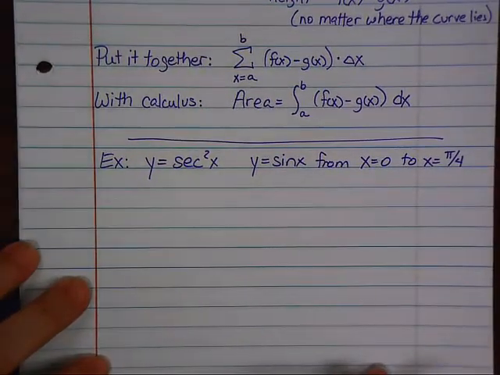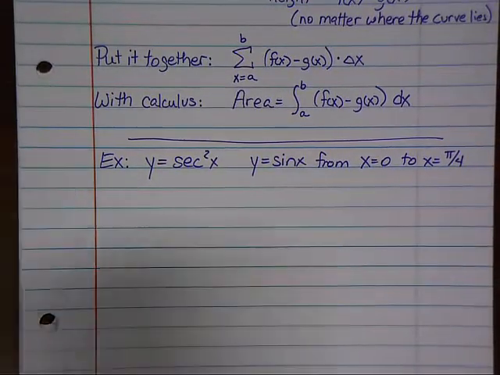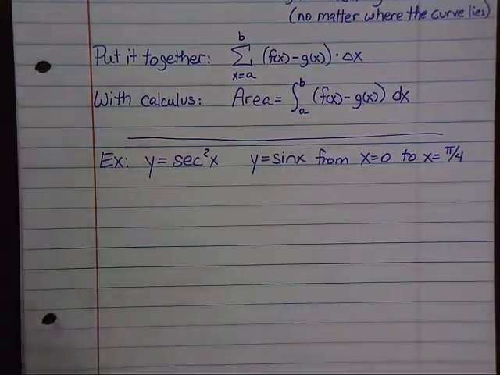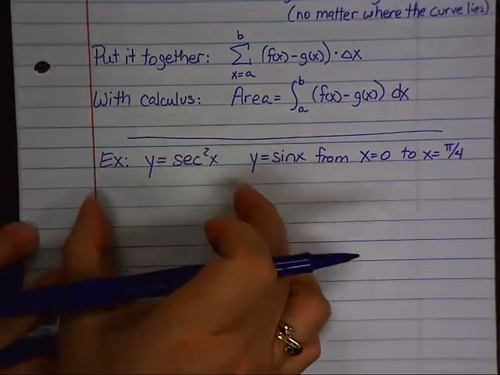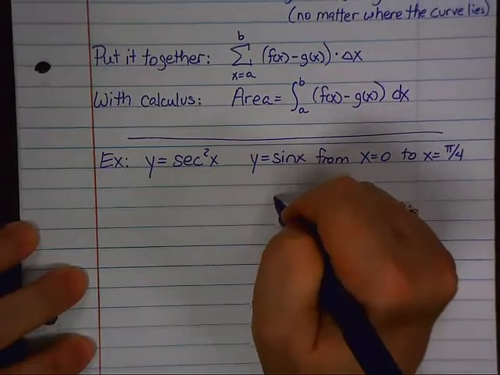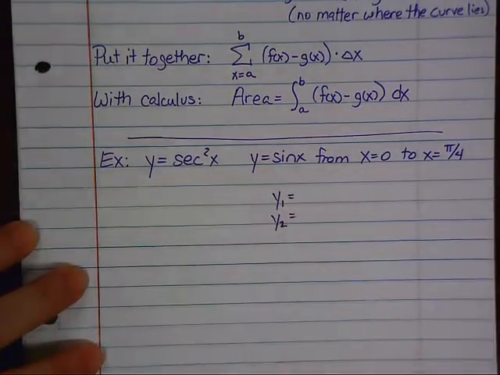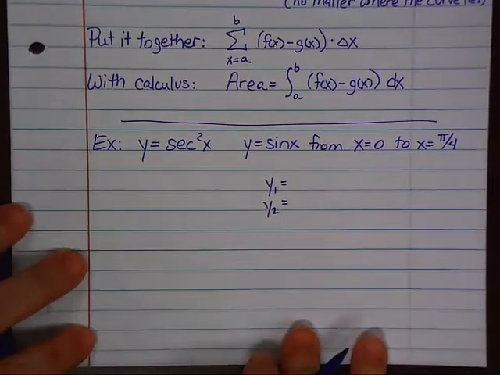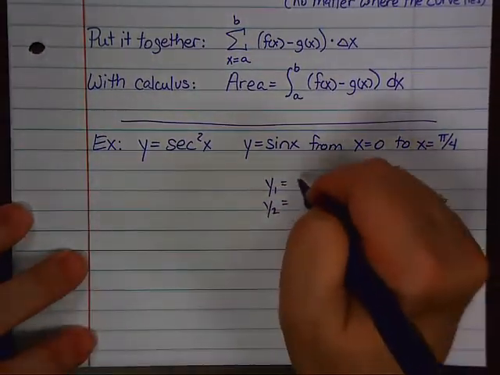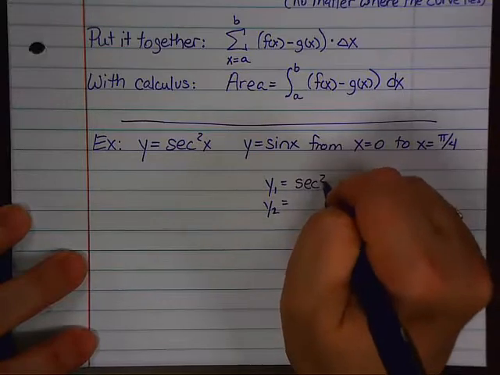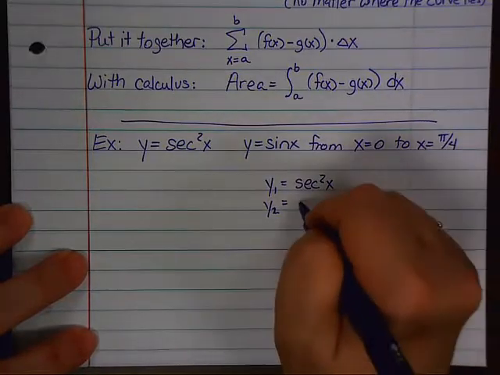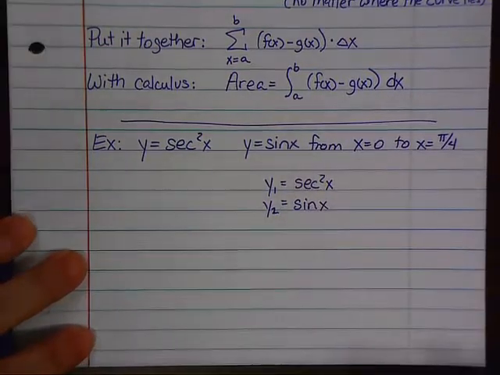Okay, so the first thing you must do when you do these problems is sketch a graph if they haven't already given you one. Now most of the times they won't. So what I need to do is I'm going to leave some space over here for my graph. I'm going to write down which equation I'm putting into y1 and which equation I'm putting into y2. This is very important. So I'm just going to put them in the order that they're given. Secant squared of x is going into y1. Sine of x is going into y2.